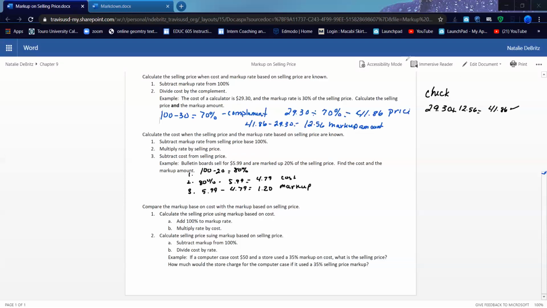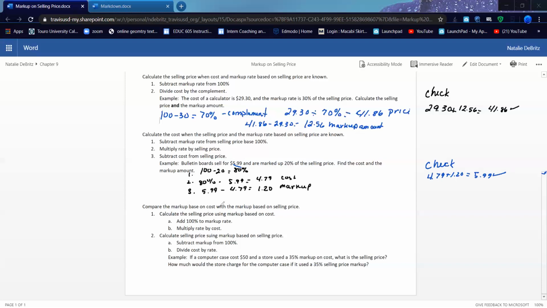And if you want to check that, then you would just take the cost and the markup amount and see if it equals the selling price. So the cost was $4.79. I'm going to add the markup, and that's going to give me $5.99, which was my selling price right here. So that is correct.